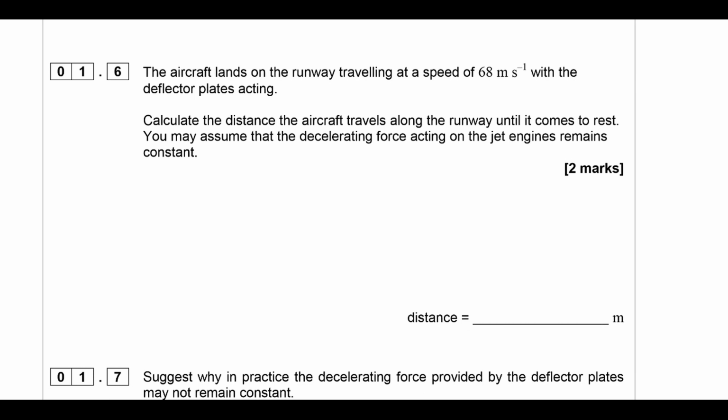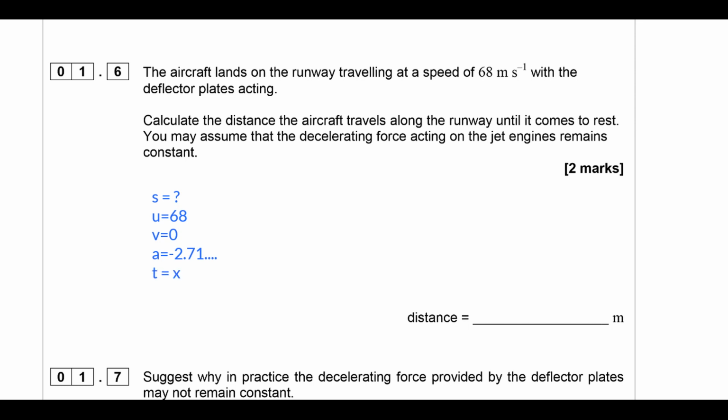So the aircraft lands on the runway traveling at a speed of 68 meters per second with the deflector plates acting. Calculate the distance the aircraft travels along the runway until it comes to rest, assuming that the force stays the same. So what I'm going to do is write our SUVAT. We want to know the distance. We know the initial velocity is 68. We know the final velocity is 0 because we want to bring it to a stop. We know a is going to be minus 2.71 and so on, and we don't know what the time is.